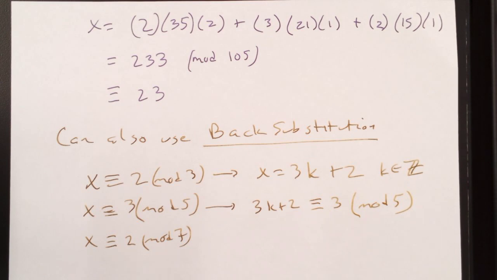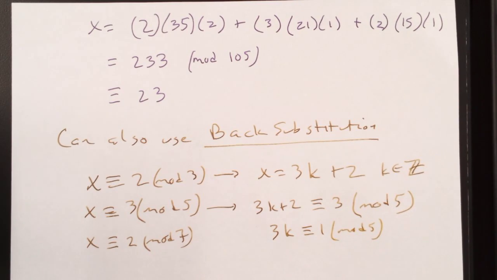Let's solve that. I subtract 2 from both sides. I get 3k is congruent to 1 mod 5. But notice 3 and 5 are relatively prime, aren't they? That means that 3 has an inverse. We're working mod 5. My numbers are small. I can check it directly. If my numbers were big, I'd have to go through the extended Euclidean algorithm to do this. But my numbers are small. What is the inverse of 3 mod 5?